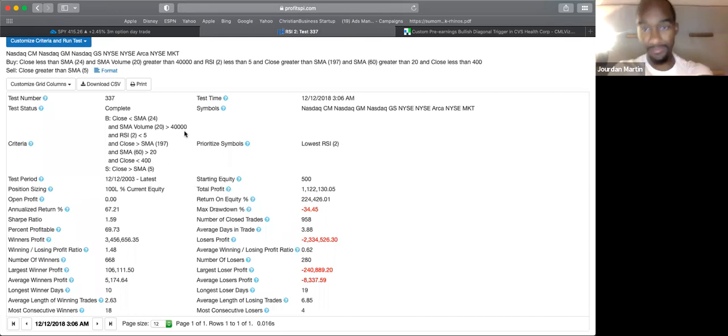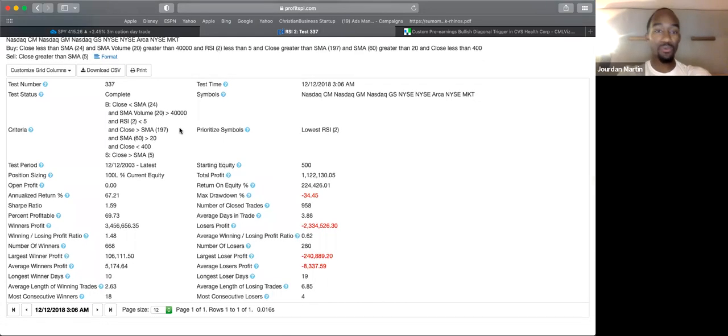That speaks for itself, right? So this strategy tested, right? We have our entry rules here, right? Buy, and I'll go over that in a second. Position sizing 100%. This is the return, Sharpe ratio, percent profitable.